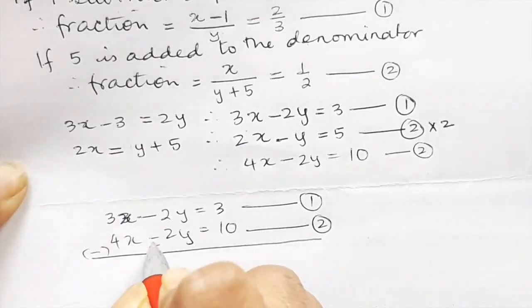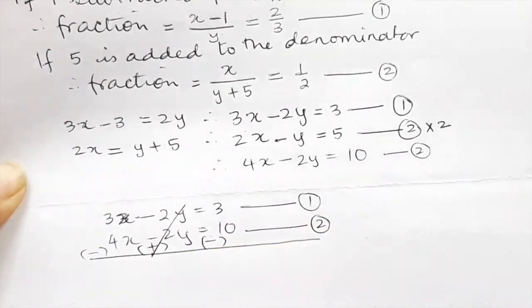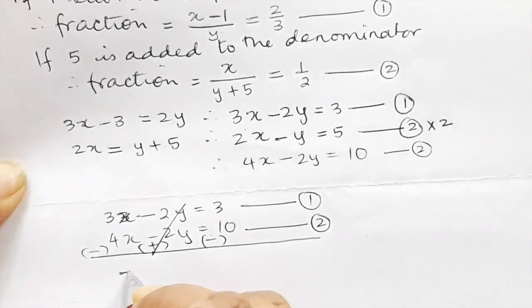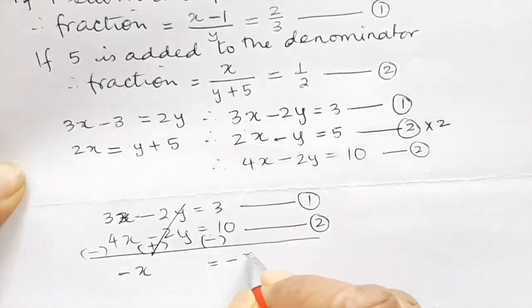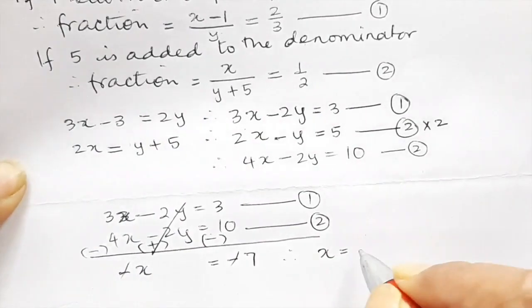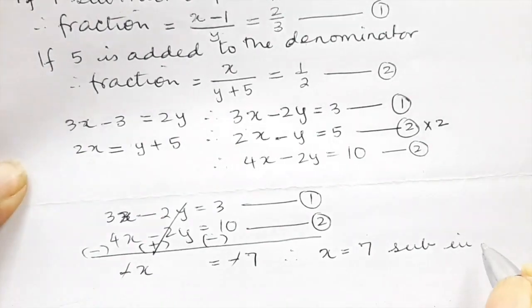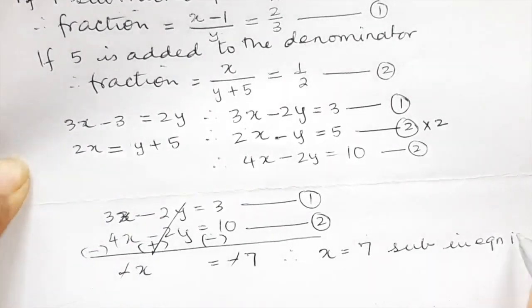And now we will subtract equation 2 from equation 1 so that 2y gets cancelled. Here you'll have minus x equal to minus 7. Cancel the minus sign. Therefore x is equal to 7. And we'll substitute in equation 1.